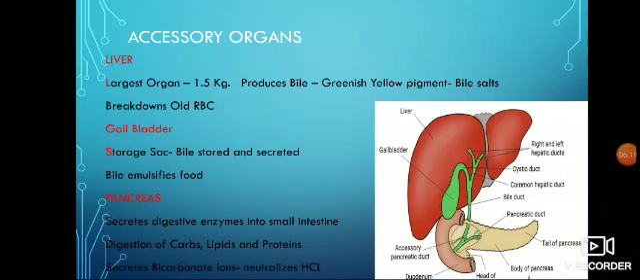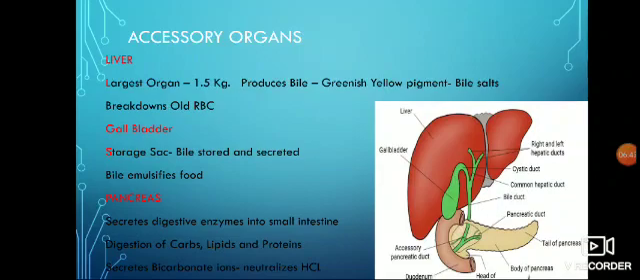Then accessory organs, as I said, produce some enzymes which help in our digestion. Liver. The liver is the largest organ in our body. It is around 1.5 kg in mass. It produces bile. Bile is a greenish yellow pigment. Its color is due to its component called bile salt. It helps in emulsifying the food. Then breakdown of old RBCs also takes place in the liver.